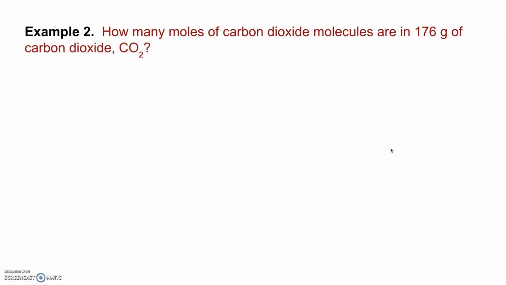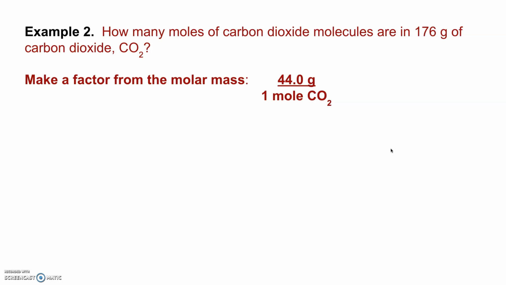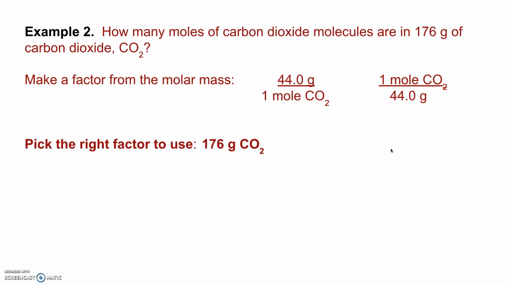Here's another example. How many moles of carbon dioxide molecules are in 176 grams of carbon dioxide? This time we don't know the molar mass, so we have to figure it out. So the molar mass of carbon dioxide is 44.0 grams per mole. We can make a factor out of that information. We can put the 1 mole on the bottom or the 1 mole on the top. Which factor are we going to use?